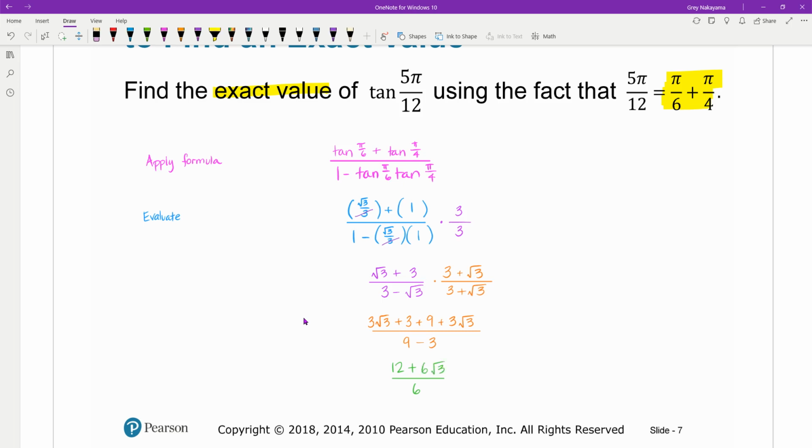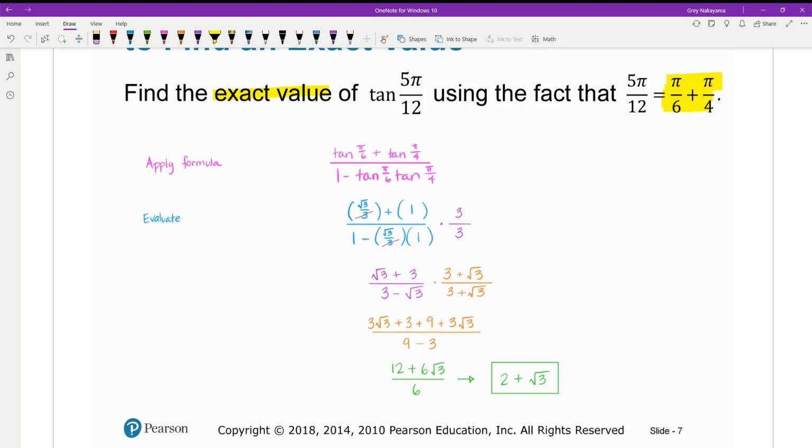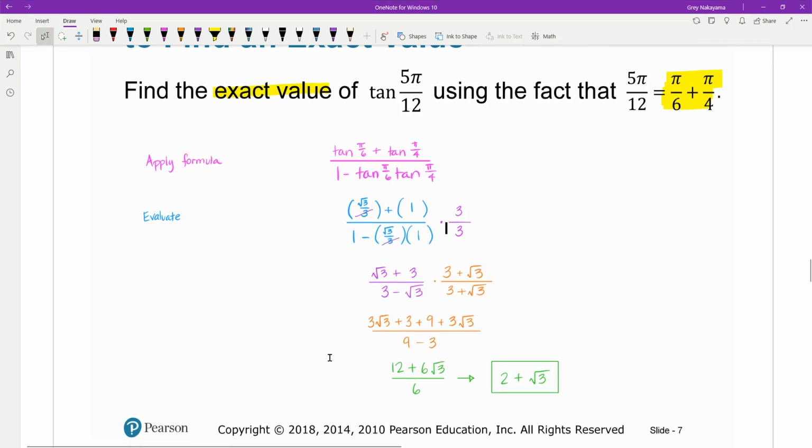There is a common 6 in each of those. And when you simplify it, you get 2 plus the square root of 3. So if you had any trouble with this part of it, okay, that's where you need to practice, but you'll have practice in your homework assignment.